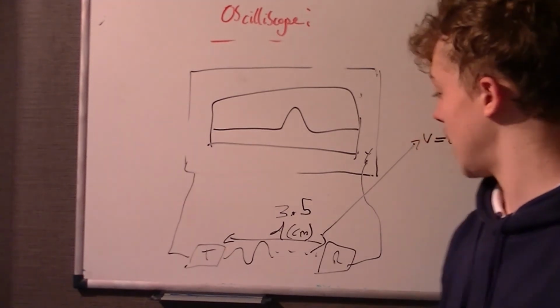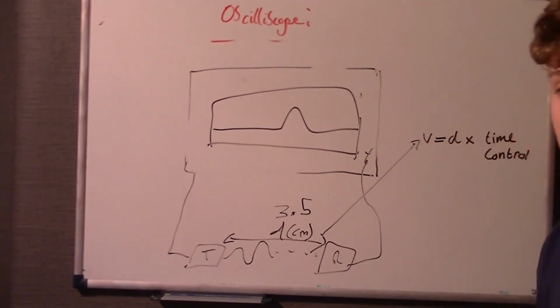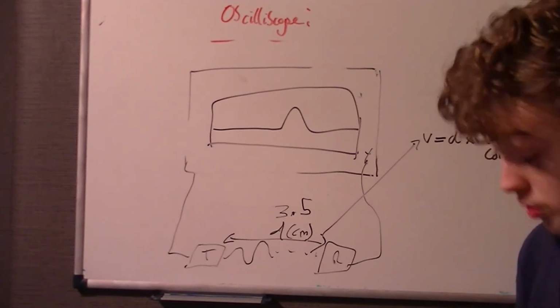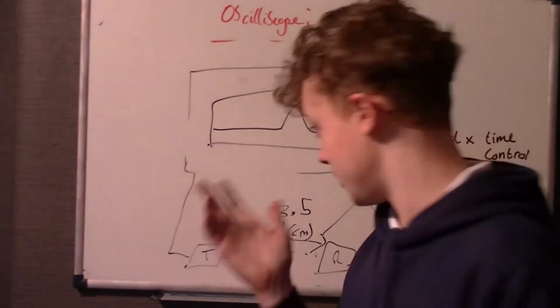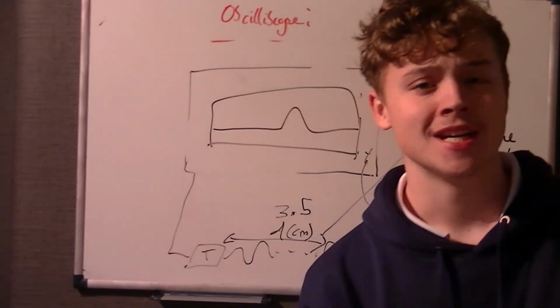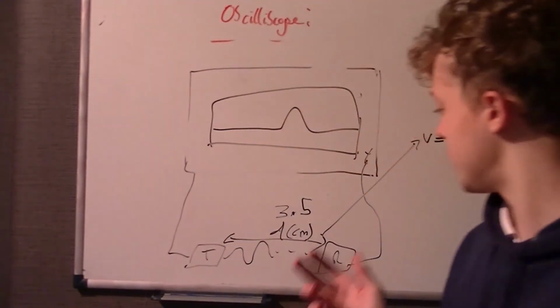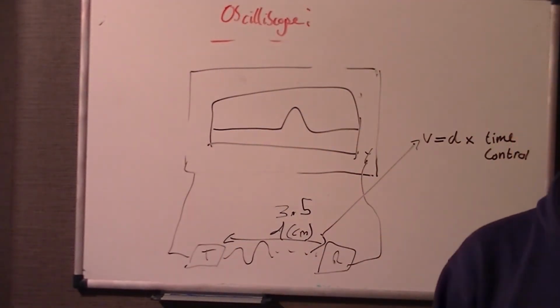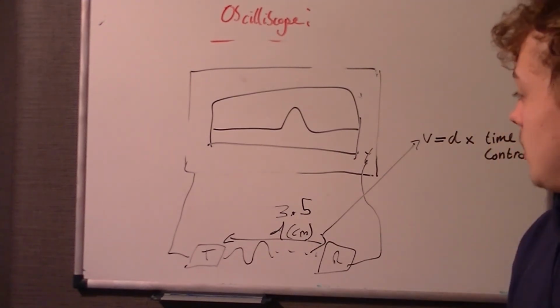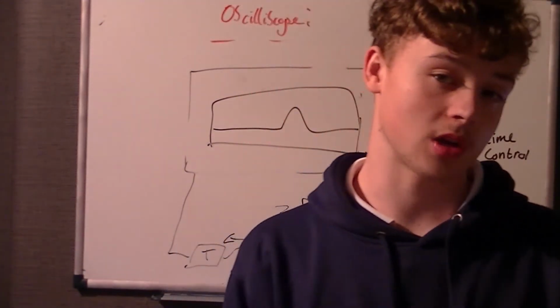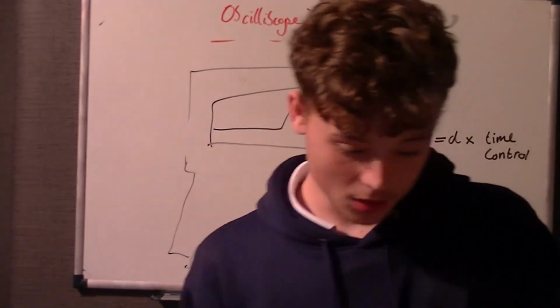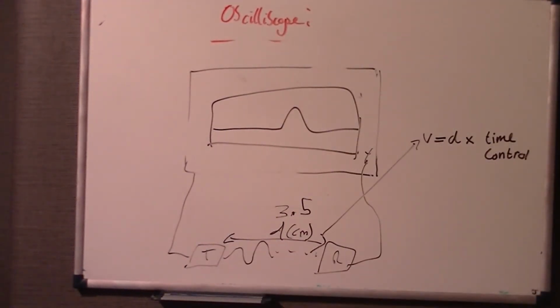Sort of similar to the Y gain idea. I know that's not a very good explanation of the oscilloscope measuring the speed of an ultrasonic wave, but you just need to know you times the distance by the time control, and that gives you that on the screen of the oscilloscope.